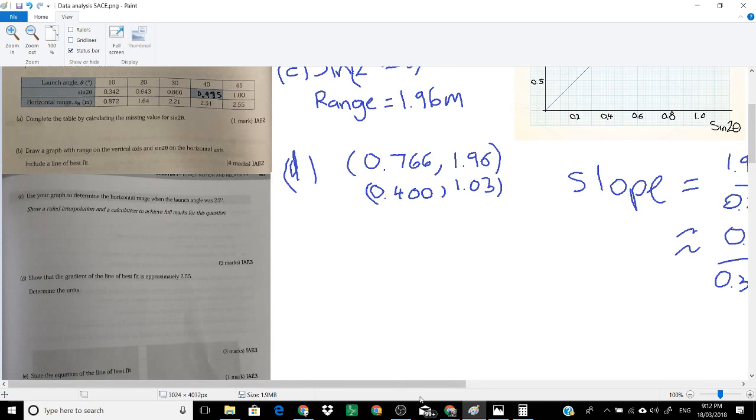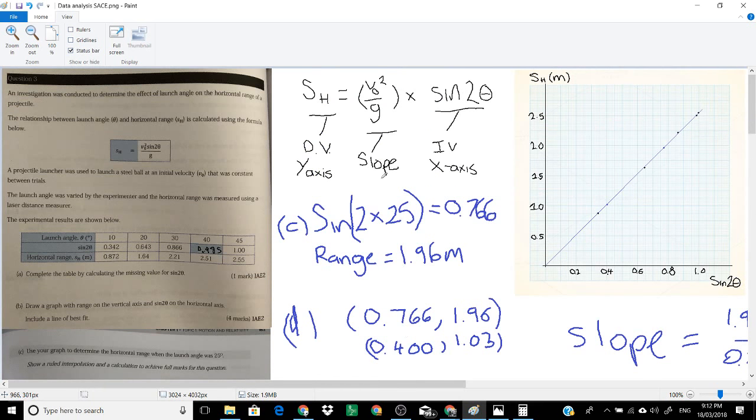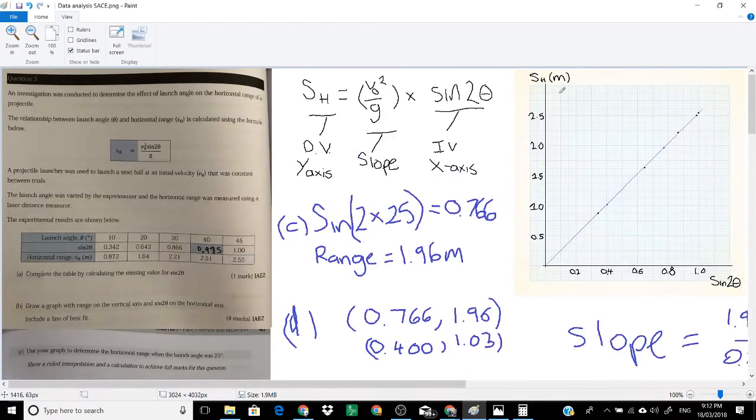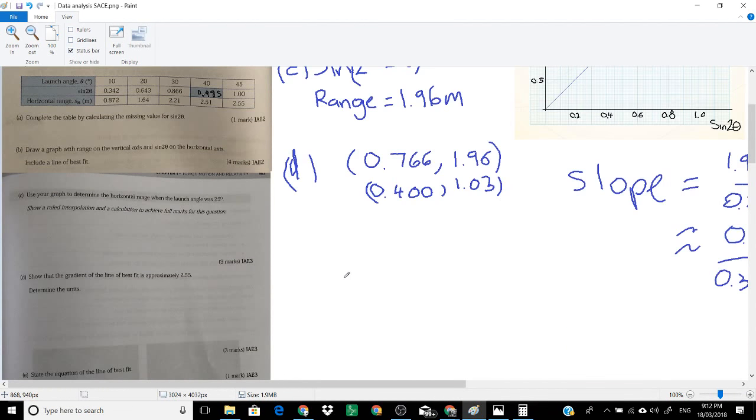Determine the units. So what's the units? Now, you can get it from the formula, but that's rather complicated because you have to cancel down all these units. The units is the rise over the run. So what's the rise? The rise is in meters and the run is unitless. So basically, units, let's write this here.